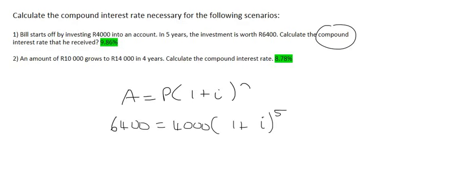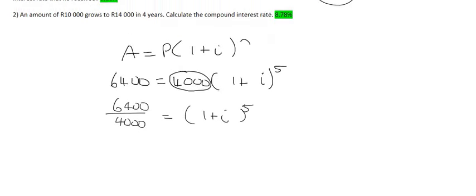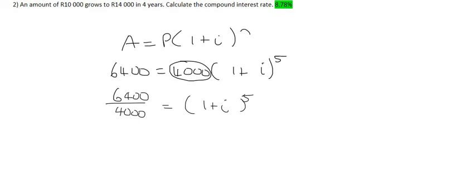So step 1 would be to move the 4,000 to the left hand side by dividing like this. And then what we have on the right is 1 plus i to the power of 5. Now, how do we get rid of that 5? Well, we take the fifth root on the left-hand side, and so that gets rid of this 5 over here. So then what we have is this.